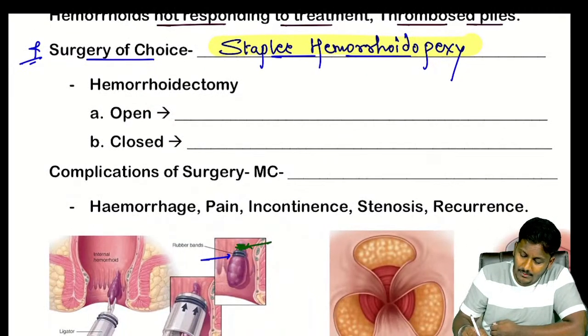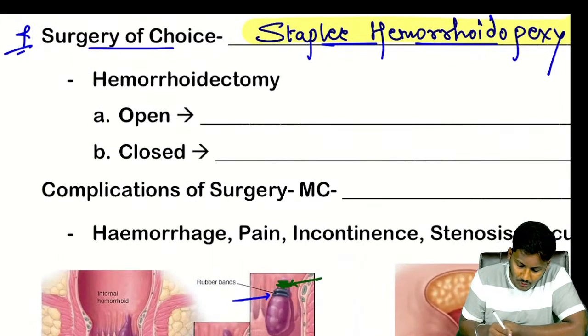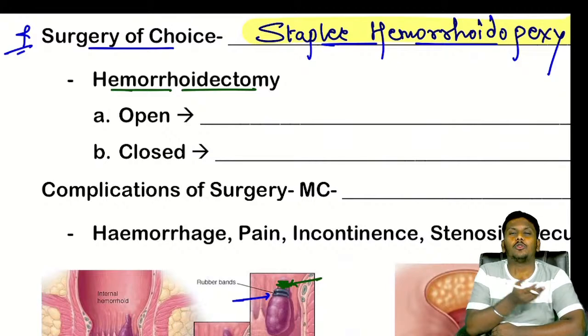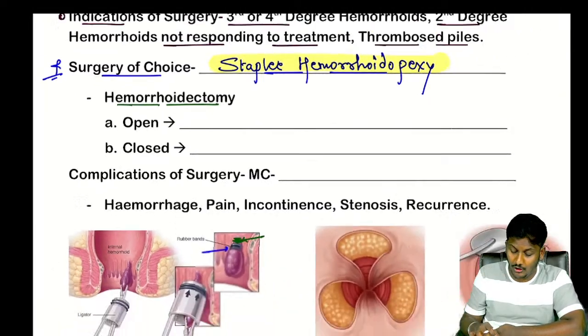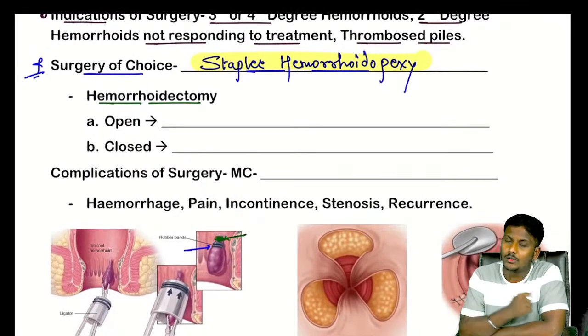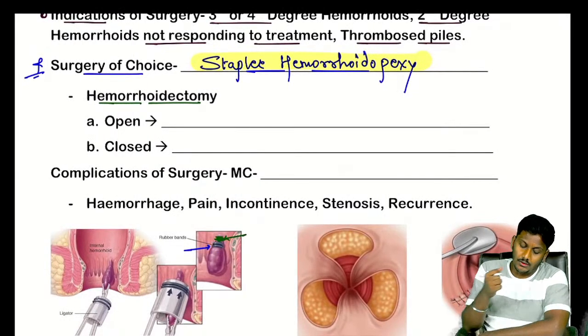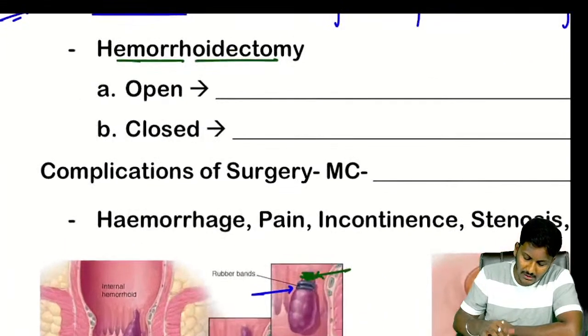Now, if they ask, beta, what is another surgical option? As I told you, hemorrhoidectomy, beta. Now, hemorrhoidectomy means we have to remove the hemorrhoidal mass. Okay? Now if you have to remove the hemorrhoidal mass, we know that it is a vascular mass, so it is going to bleed a lot. Okay? So removal of the hemorrhoidal mass, beta, can be done in two ways.